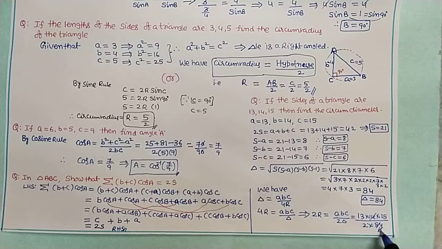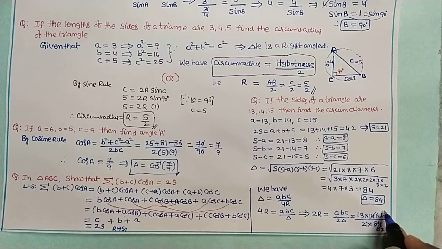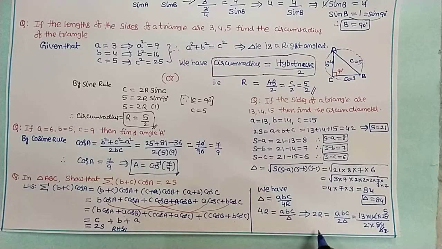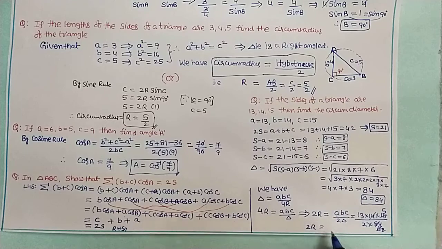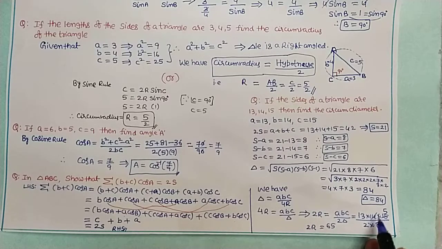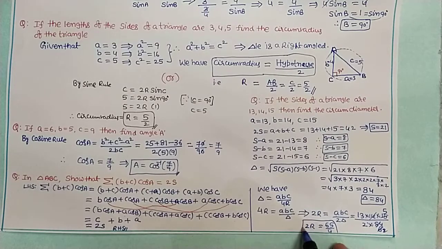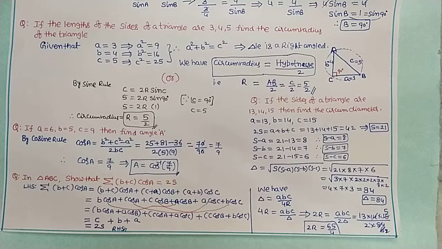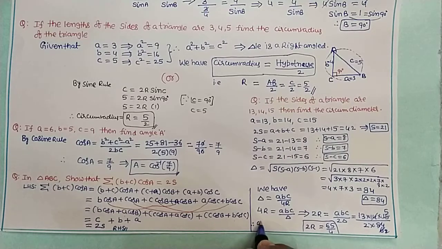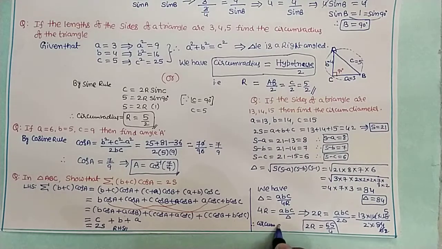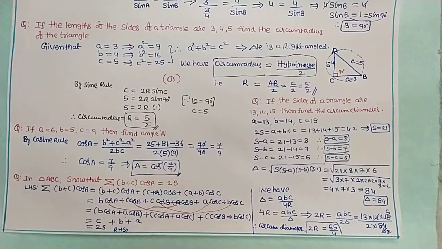After that, 3 twos are 6, 5... sorry, 13 fives are 65. So 2R is equal to 65. 2 into 2 is 4. Therefore, circumradius is equal to 65 by 4. Therefore, conclusion step, circumdiameter is 2R equal to 65 by 4.